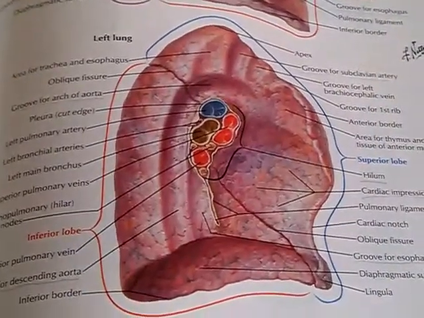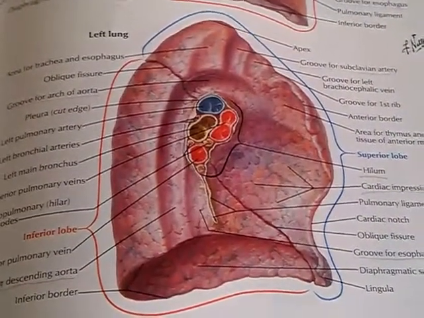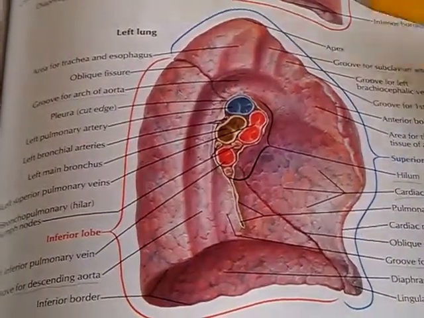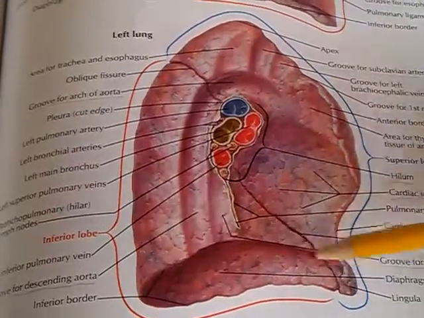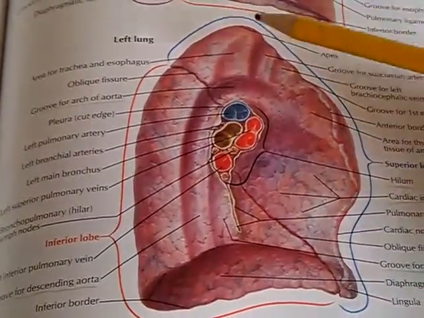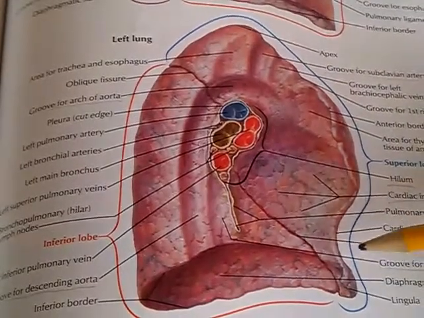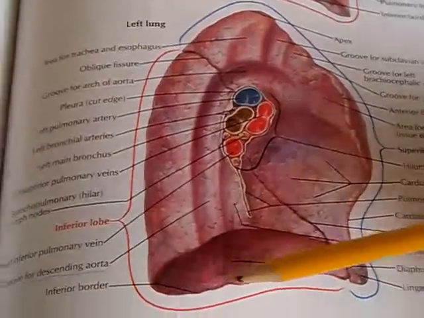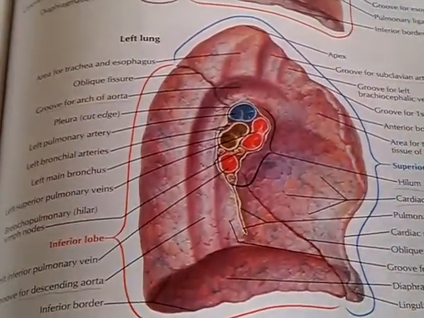Question 63. Lungs and pleura. The lung is the organ of respiration, and it has an apex, a base, and margins. The margins are the anterior margin. This is the left lung, so this would be anterior margin, posterior margin, and inferior margin.